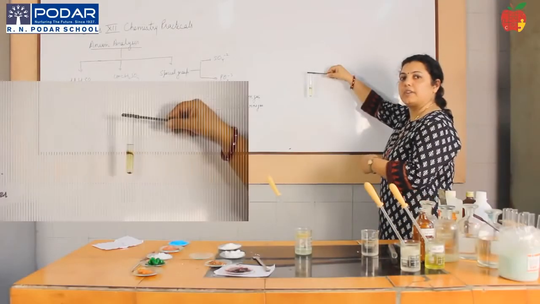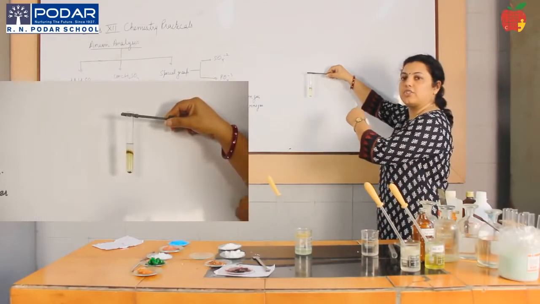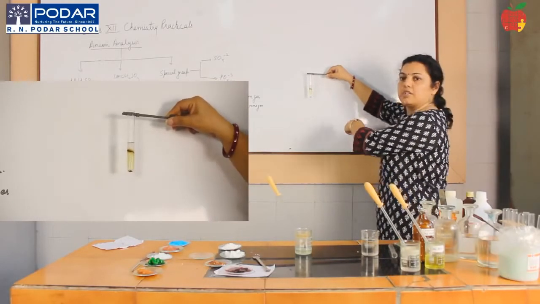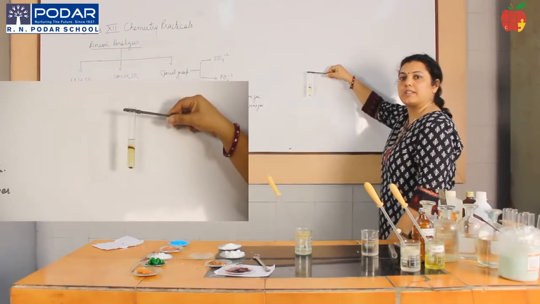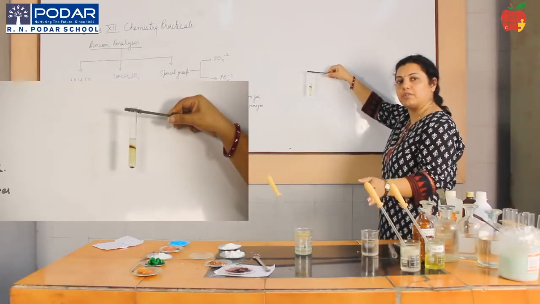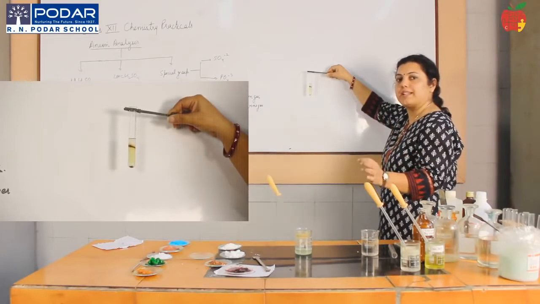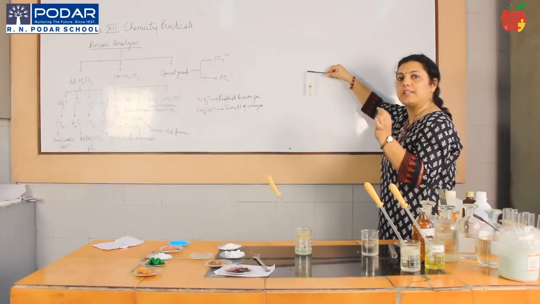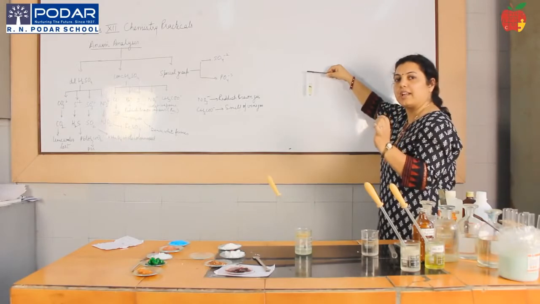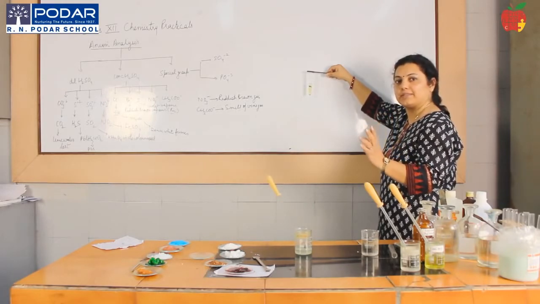Can you see the brown ring now being formed at the junction of the two solutions? So this is how you perform your brown ring test. It's very important for you to do this test properly. Sulfuric acid should be added by the sides of the test tube, and the ring is formed at the junction of the two. And it should look like a ring, it should not look like a band.